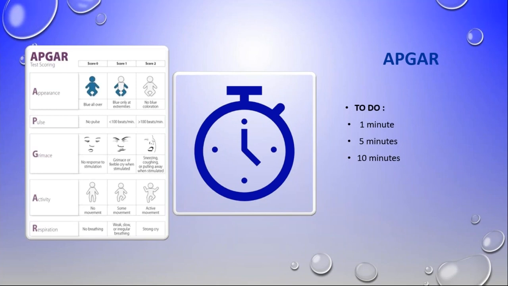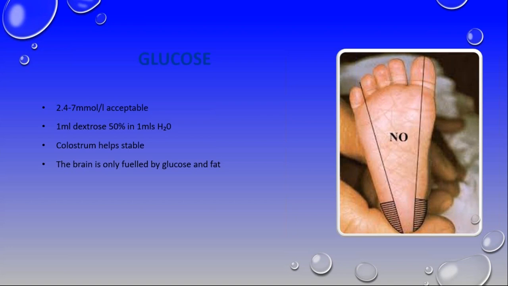Glucose remains very important and should be done within the first minute if we possibly can. And it's very, very important. The actual new suggestion is that we will accept this lower reading of 2.4, as low as 2.1. However, it is very important that the glucose gets done. 1 mL of dextrose, 50% in 1 mL of water per kilogram is given to correct this.